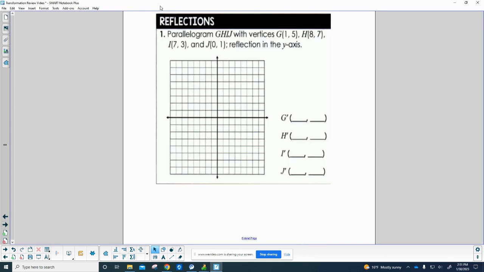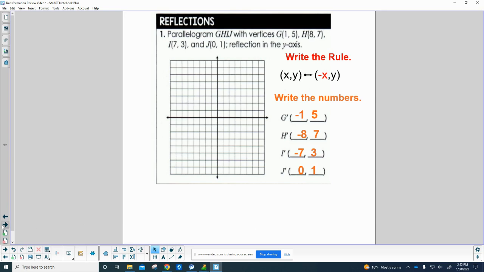So our first problem, number one, we've got a parallelogram with these vertices, and we're going to reflect it in the y-axis. So the first thing we want to do is write the rule. So there's the rule. All the (x, y) values will become (negative x, y) when you reflect it across the y-axis. And so we look at each of these coordinates up here and we write down the new coordinates with this transformation taking place where we reflect it across the y-axis. So x in our first number was 1. Our new x is going to be negative 1, as you can see.